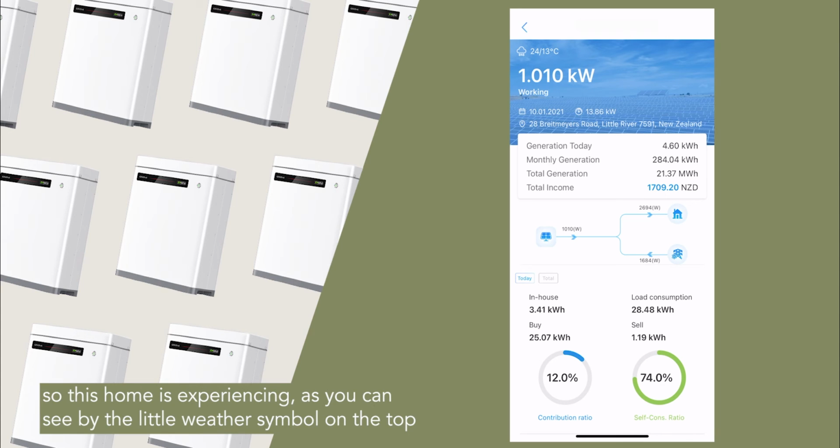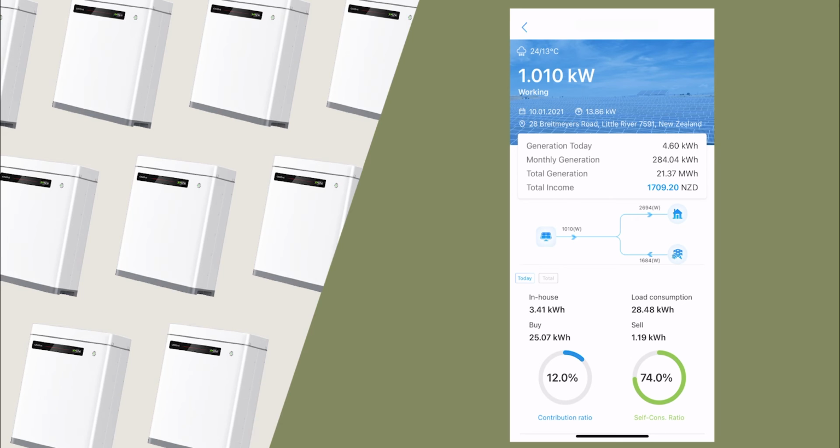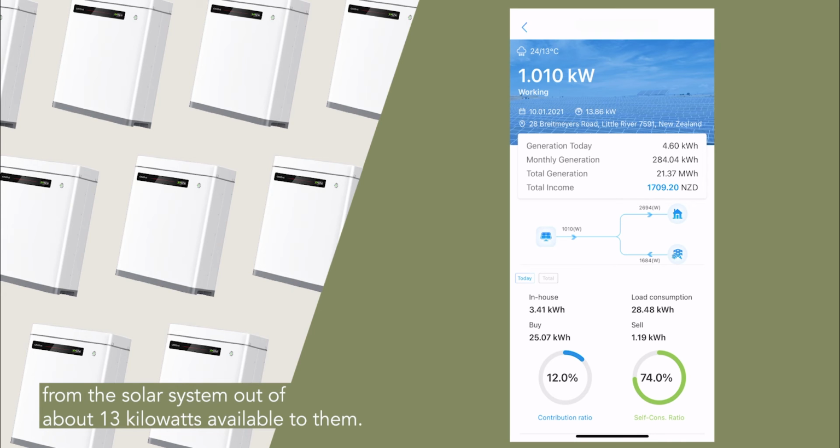So this home is experiencing, as you can see by the little weather symbol on the top left-hand side, some pretty terrible weather, so that is why it is currently gaining 1 kilowatt of power from the solar system out of about 13 kilowatts available to them.